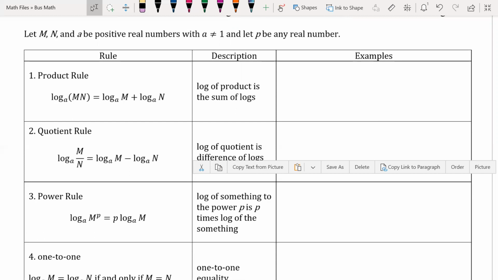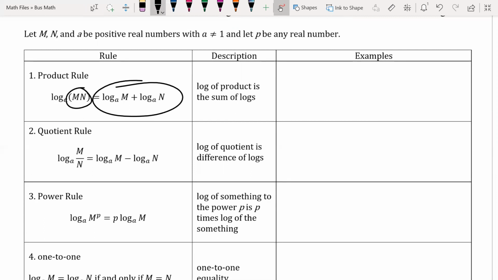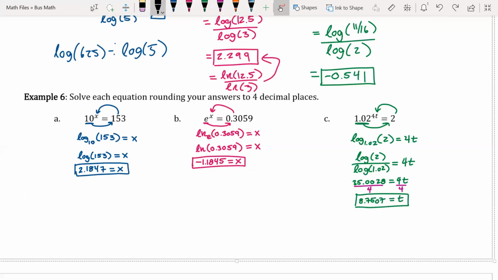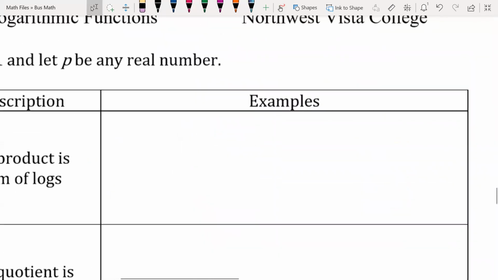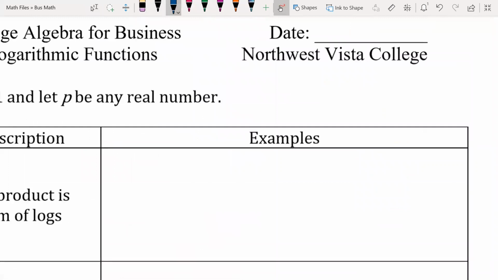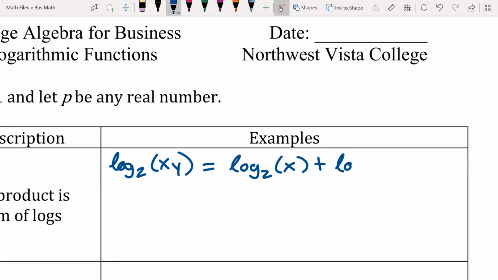This says that if you have the log base A of products m times n inside your log, then you can expand the logs into addition. So log base A of mn can be rewritten as log base A of m plus log base A of n. So for an example, let me zoom in. If I said log base 2 of x times y, I can rewrite this as log base 2 of x plus log base 2 of y.